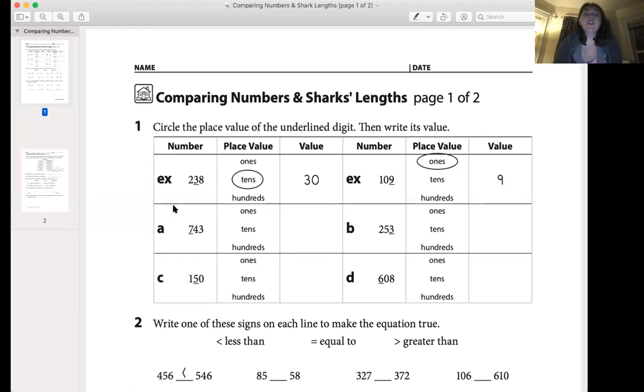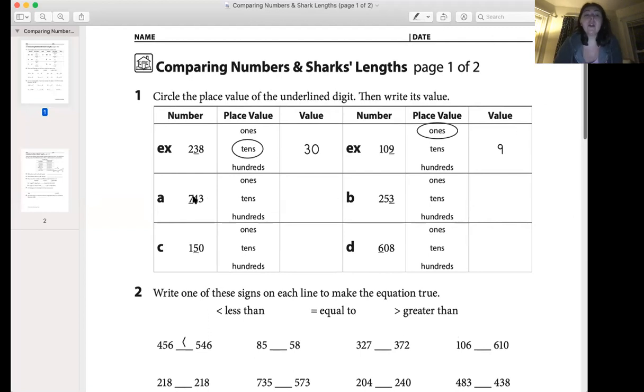So for the first part, you're going to circle the place value of the underlined digit, then write its value. So for this one, I'm going to decide, is the 7, because that's the number underlined, in the ones, the tens, or the hundreds? I'm going to circle that, and then I'm going to write the value.